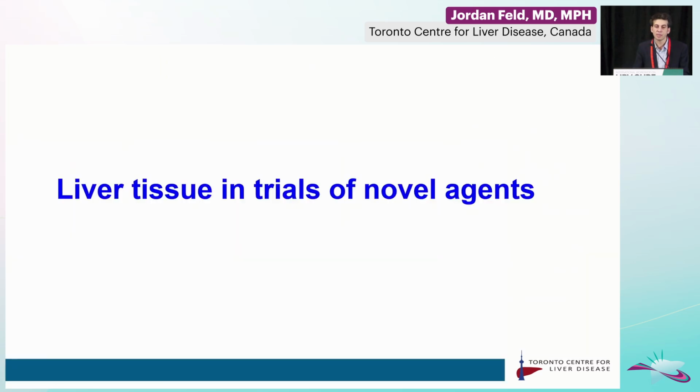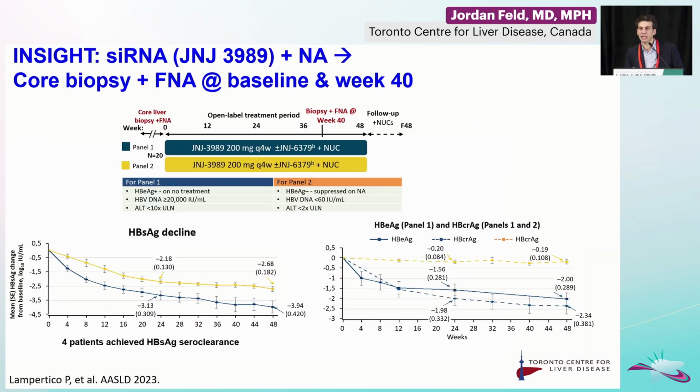by understanding what's going on. And finally, looking at liver tissue with the specific new agents to understand how they're actually working. And so these are data from the INSIGHT study, and I applaud J&J for, even though sort of stepping back from development, have continued to release the data from these really important studies, which give us some important insights into what's going on. So in this study, patients had a core biopsy and a matching FNA done before they were put on an siRNA and a nuke, and then had a subsequent biopsy and FNA at week 40.